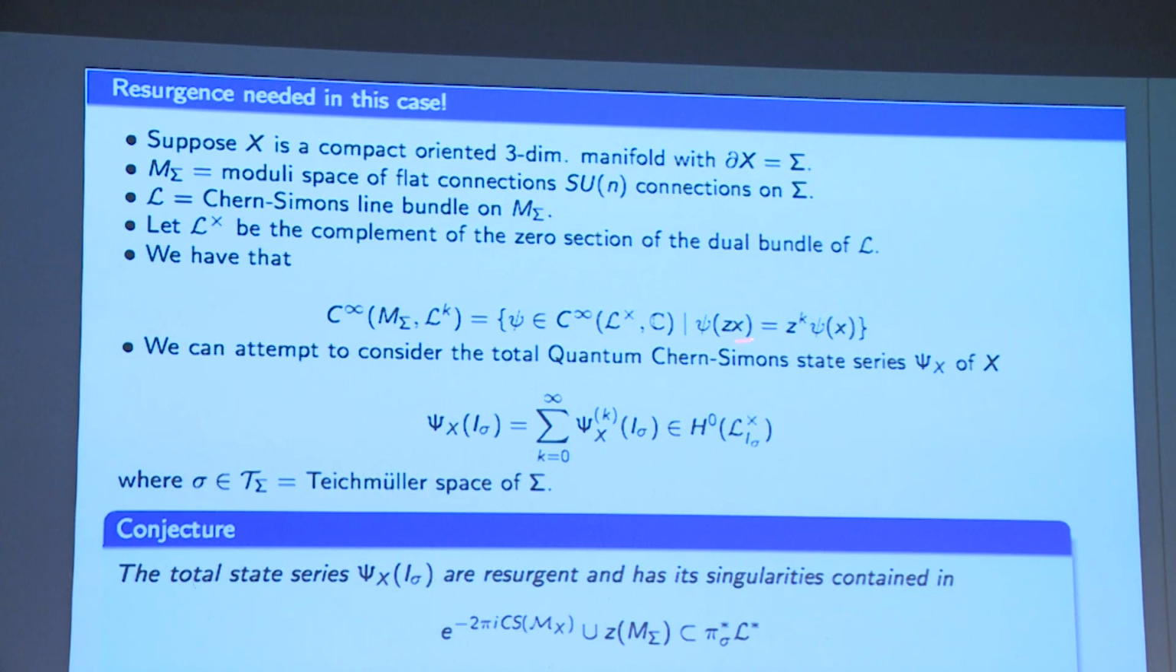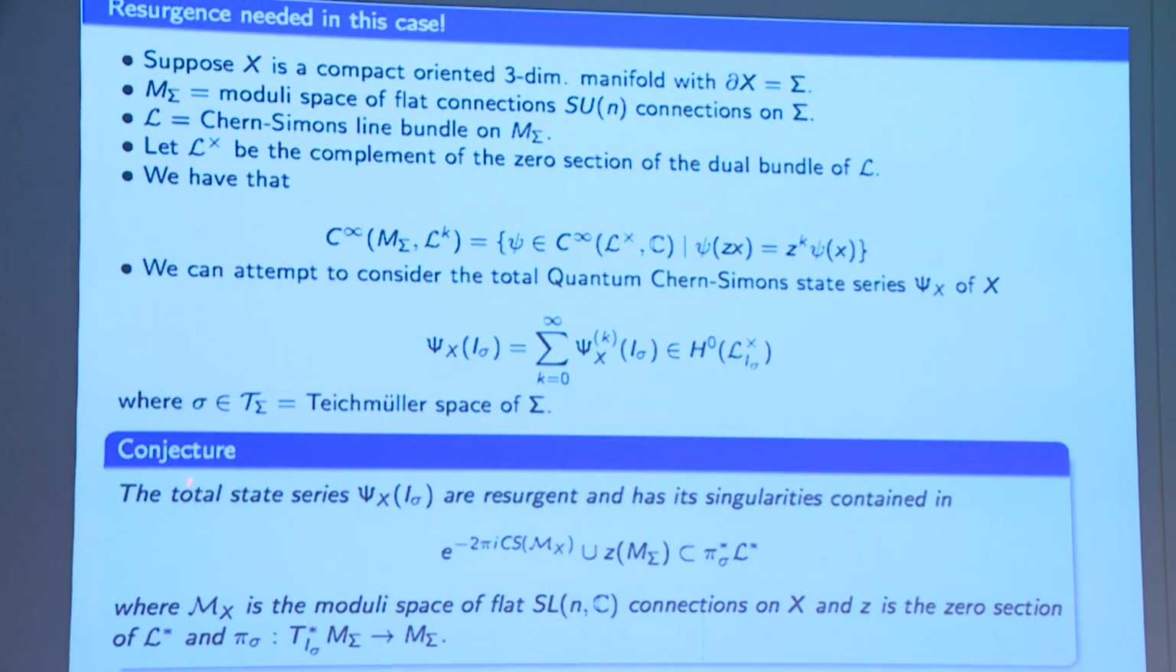Then you can embed all the sections of L to the K in one and the same space, namely functions on that total space that transform in the kth way for the kth power. Therefore, in that space, it actually makes sense to consider the total quantum Chern-Simons state series like this, which is now a holomorphic function on the total space of this line bundle here. Of course, all of it parameterized by Teichmüller space.